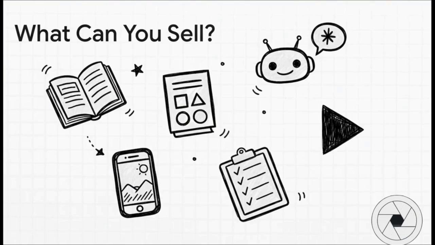The number one question is always, okay, but what could I sell? And look, the possibilities are pretty much endless. You could sell ebooks, how-to guides, templates for things like Notion or Canva. You could even sell AI prompt packs, video courses, you name it. Whatever your niche is, there is a way to package up your knowledge.